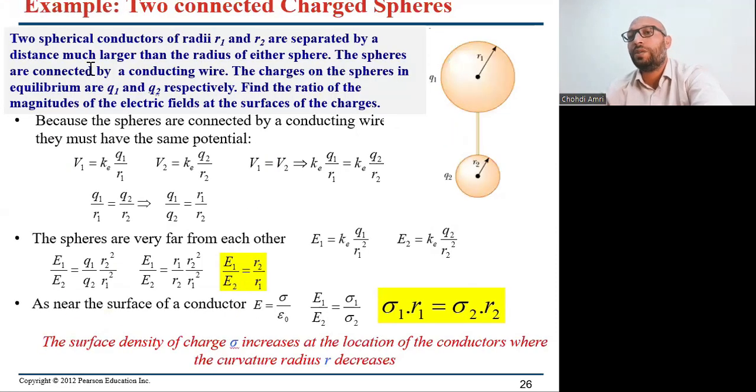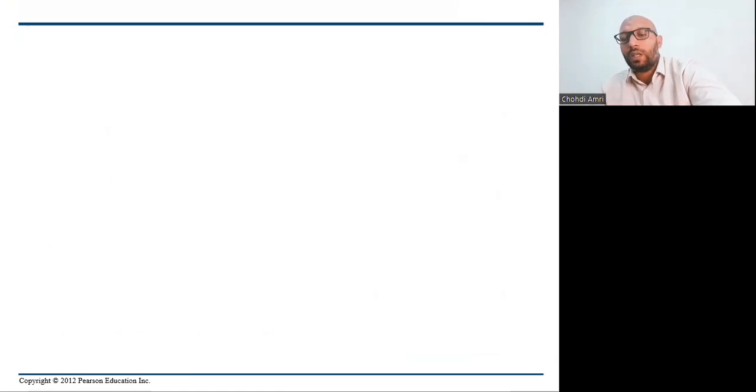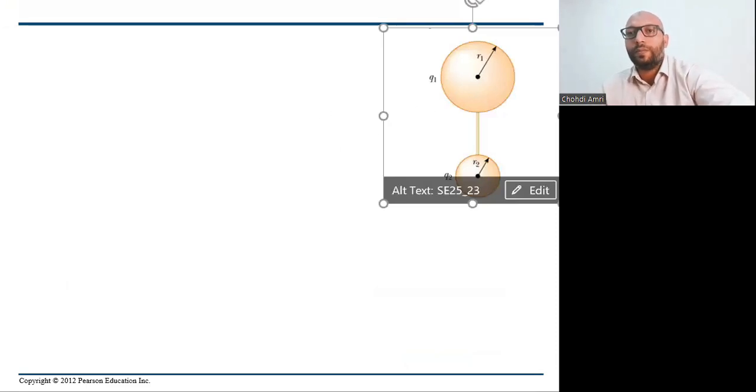Last example in this lecture: two spherical conductors of radii R1 and R2 are separated by a distance much larger than the radius of either sphere. The spheres are connected by a conductive wire. The charges on the spheres in equilibrium are Q1 and Q2 respectively. Find the ratio of the magnitude of the electric field at the surface of the spheres. He's asking about the ratio of the electric field.